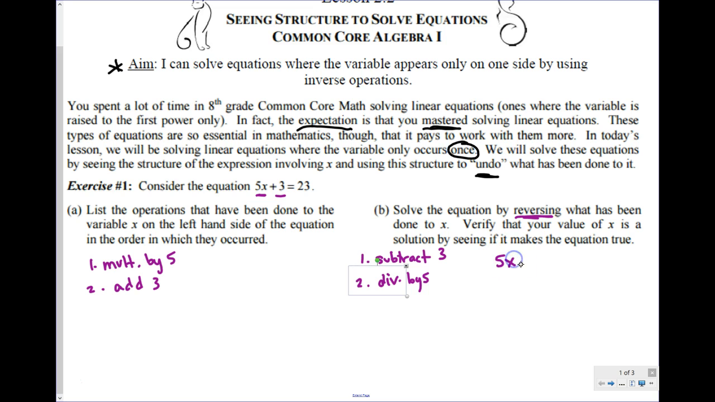So I'm going to rewrite the equation, 5x + 3 = 23. The first step says to subtract 3, so I'm going to subtract 3. So I get 5x = 20, since 23 minus 3 is 20. And then the last step is to divide by 5. 5x divided by 5 and 20 divided by 5, the 5's cancel out, and I get x = 4. Right? Familiar to you.